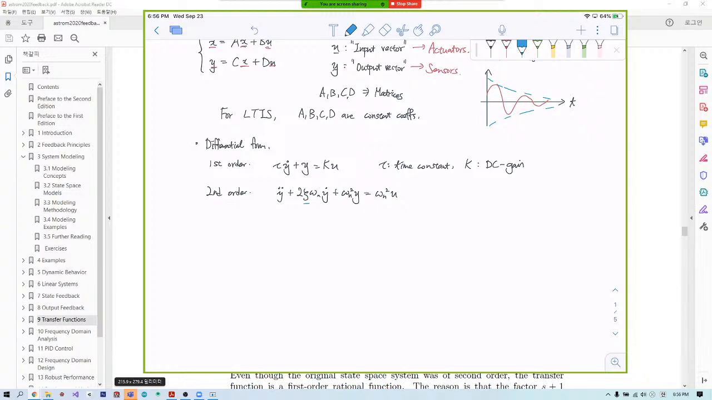Zeta and omega n are two key coefficients, because the behavior of the second order system is determined by the relative value of these two. For example, if zeta is between the value 0 and 1, we're going to have a damped oscillation, and for other zeta values, we're going to observe some other behavior of the system, like critically damped or overdamped or other stuff.